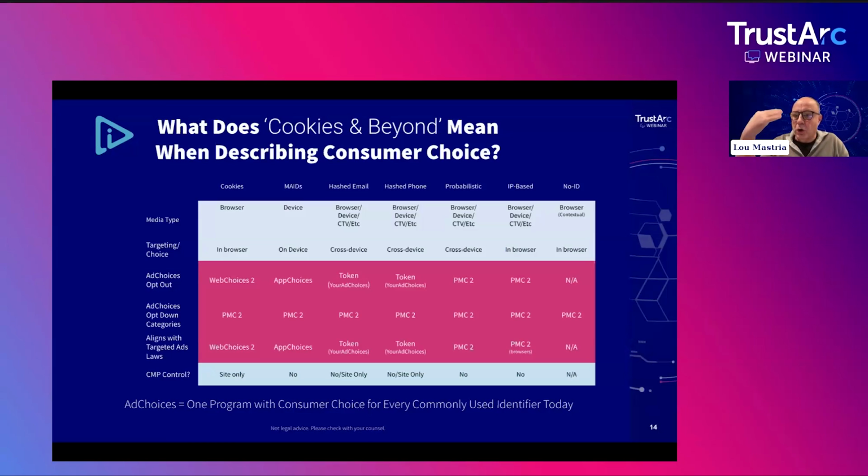Across the top, there are the identifiers that are commonly used in the market. DAA makes choices available across all of those, and we do that on purpose because marketers have adopted all those. In the columns, you'll see where the choice applies, and what is the tool that the consumer uses.